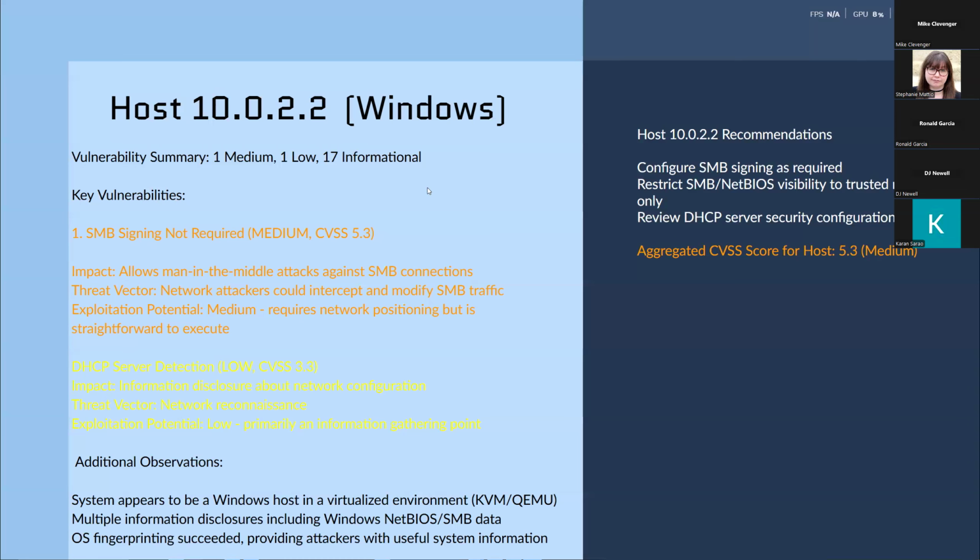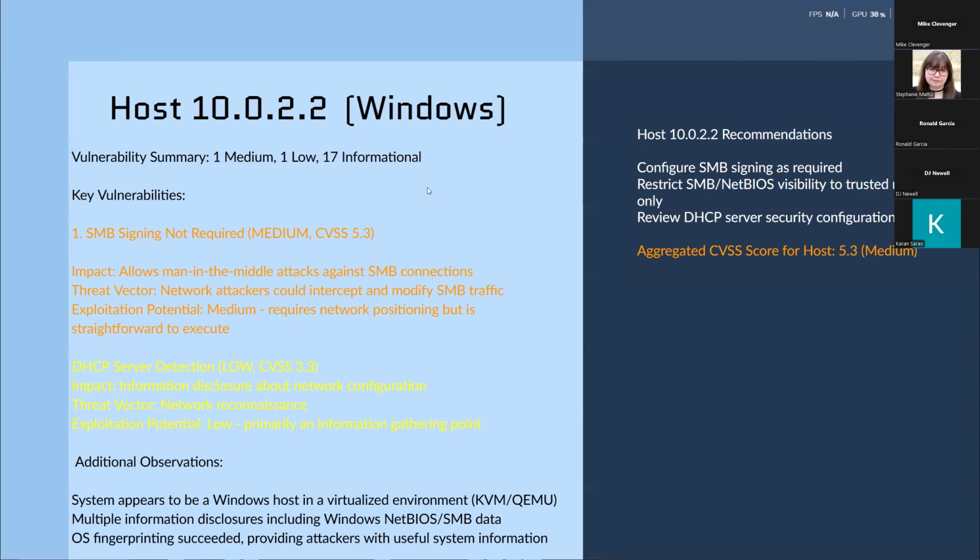And then the DHCP server detection, which is a low CVSS score of 3.3. This is really only a threat for network reconnaissance or disclosure, which is still obviously a threat, because if they're able to get the information, they can begin formulating how to attack.